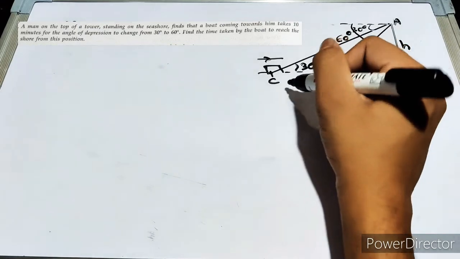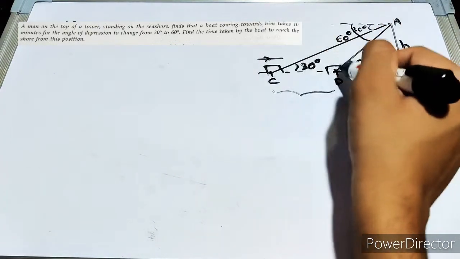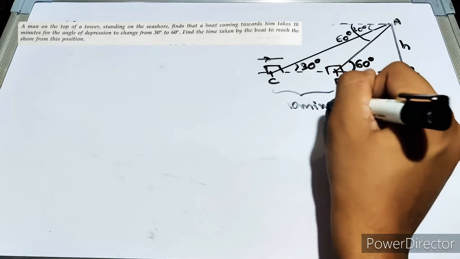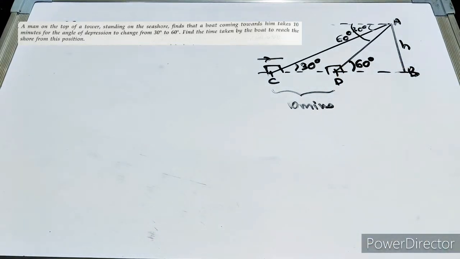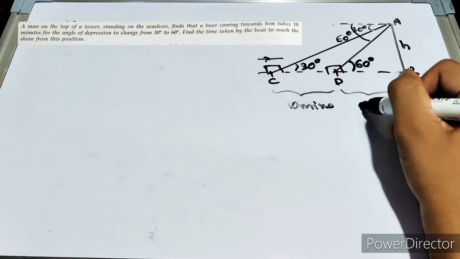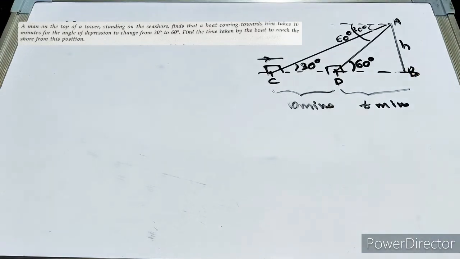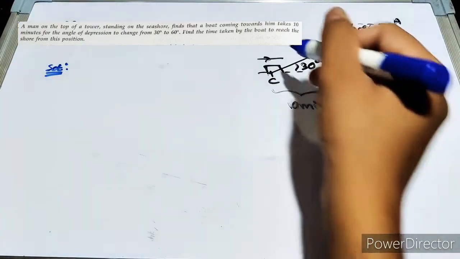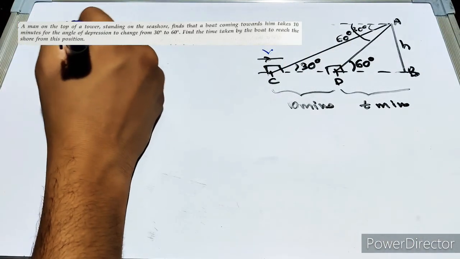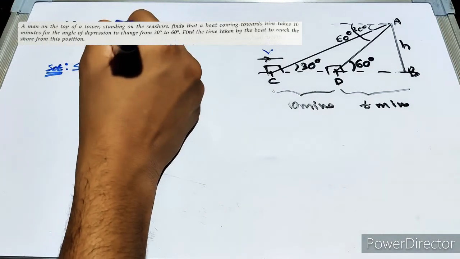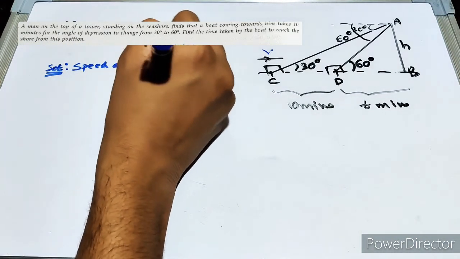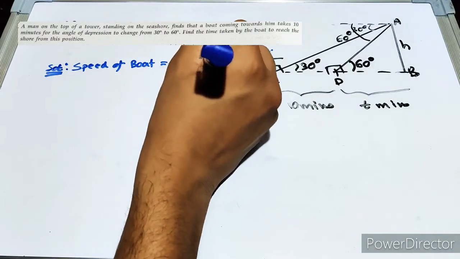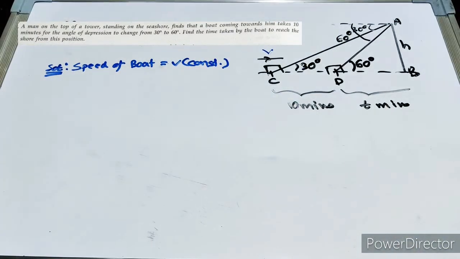position. They have also given that the boat takes 10 minutes to reach from point C to D. And they have asked us the time the boat takes to reach from D to B. Let us assume it to be t minutes. Now for this question they haven't given us the distance, but they have given us time. Let us look at the solution. Let us assume that the boat is moving with a constant speed of v, which is constant because nothing is given for the velocity. So let us assume it to be constant.